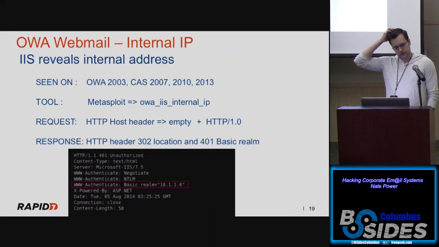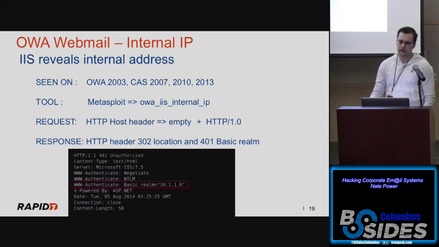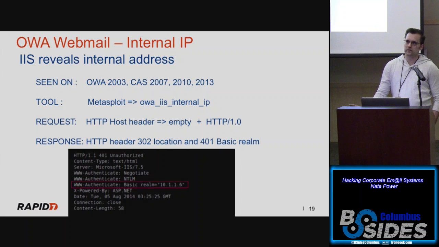Okay, so one of the vulnerabilities I found within the OWA webmail system, I found a method to extract the internal IP address out of the OWA. Essentially, what I found was evaluating very specific IIS file paths. When I would send a GET request to these file paths with an empty host header, this actually confused IIS, and it was coughing up the internal IP address of the client access server within the basic auth header. And I've also seen it within the location headers. And pretty much every OWA version is vulnerable to this.